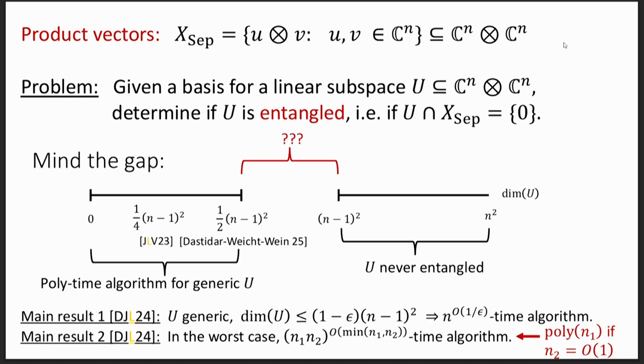And then in the worst case, I've been a little more refined in the statement. This is when you have two different spaces of dimension n1 and n2, and I'm stating what you get there. You have an (n1 times n2) to the minimum of n1 and n2 time algorithm in the worst case. This is nice because if one of the two spaces is constant dimensional, you actually have a worst case polynomial time algorithm for this problem.